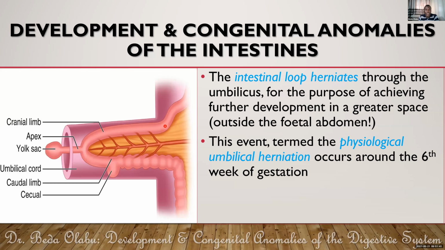There's a time of development when the intestines leave the abdomen. They go through the umbilicus of the fetus and up to the outside so that they can get adequate space where the intestine can continue to increase in length. That process is called physiological umbilical herniation. It occurs around the 6th week of gestation. The aim is so that the intestines can have enough space to grow outside.